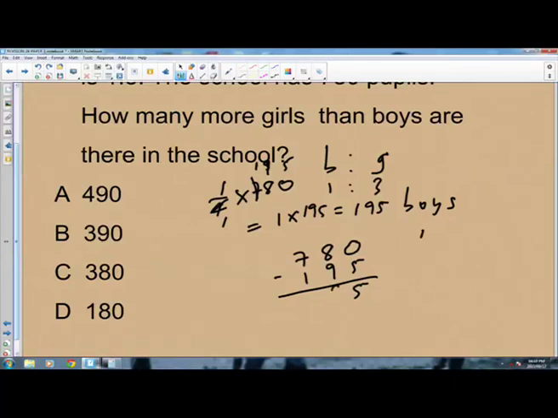It's 8. 17 minus 9 is 8. And then we are left with the 6 from the 7 here. So 6 minus 1 is 5. So there are 585 girls.